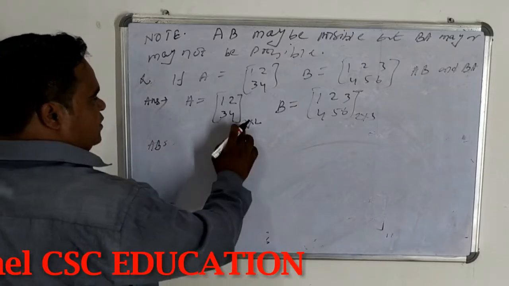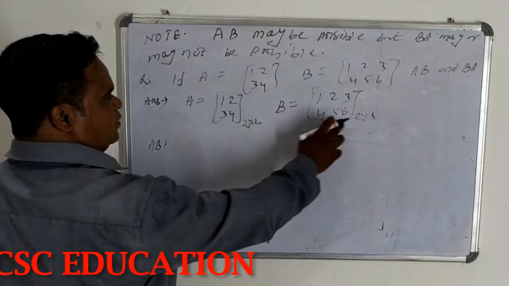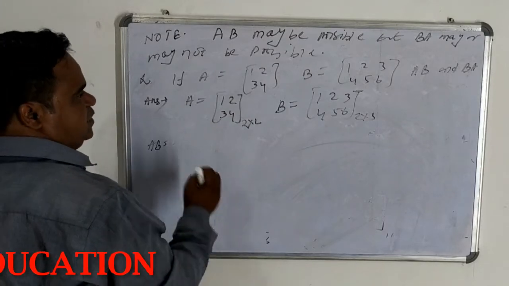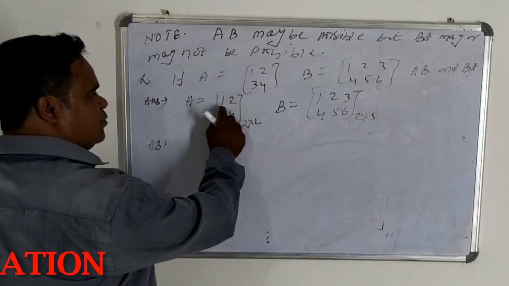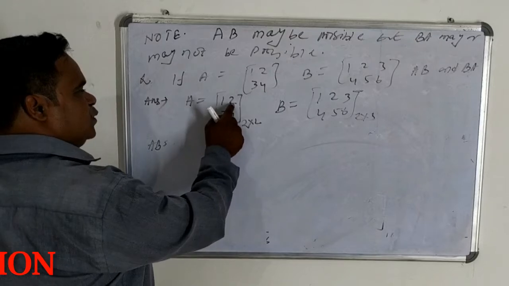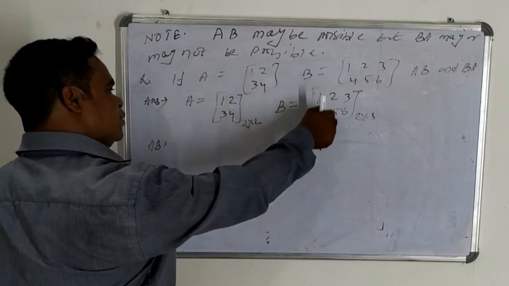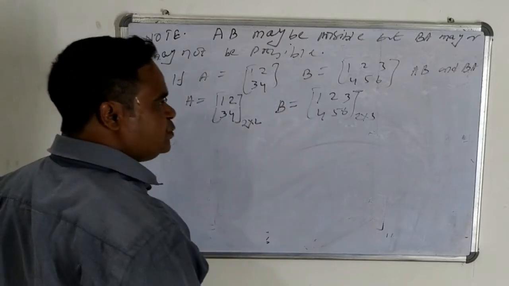First we check 2 row, 2 column, 2 row, 3 column. Okay. I am telling you, in the matrix of A, each row has 2 elements. In the matrix of B, each column has 2 elements. So matrix multiplication is possible.